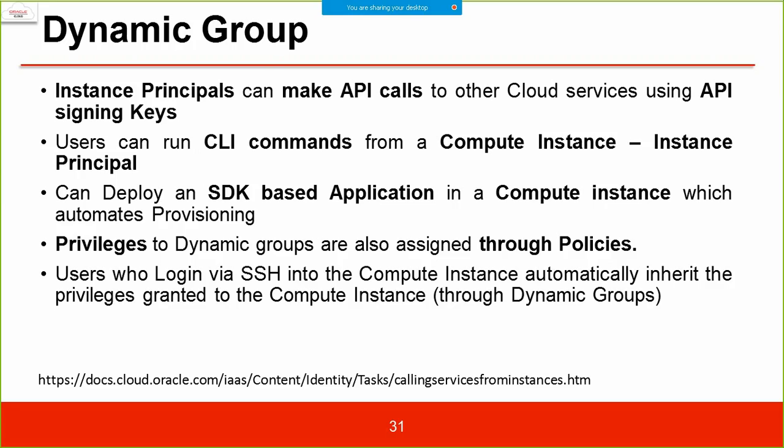Users can run command line CLI commands from compute instances like instance principals. You can deploy an SDK-based application in a compute instance which automates provisioning. Privileges to dynamic groups are also assigned through policies. Users who log in via SSH to the compute instance automatically inherit privileges granted to the compute instance through dynamic groups. More details are available at the link given at the bottom.